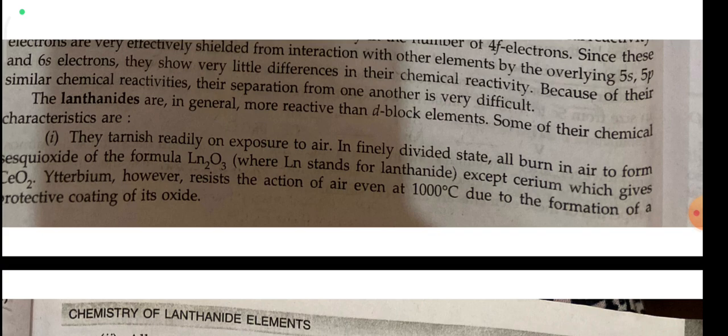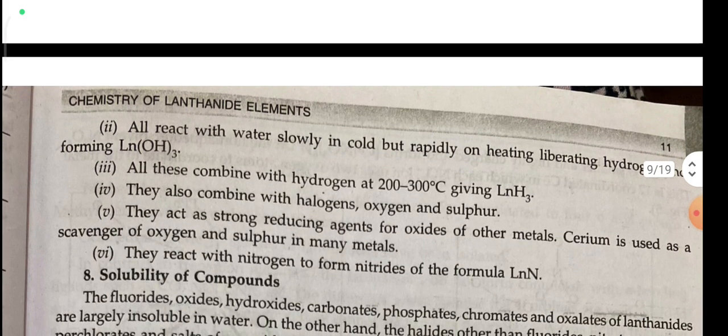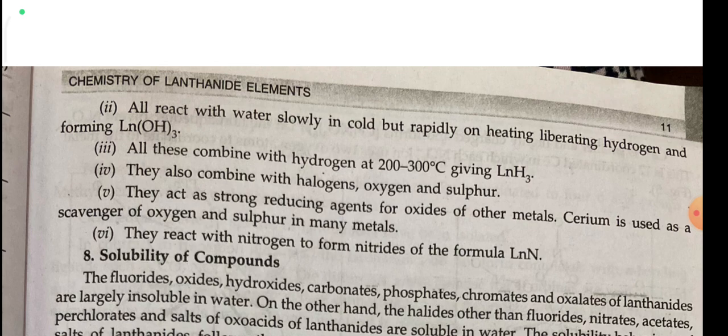Ytterbium, however, resists the action of air even at 1000 degrees Celsius due to the formation of a protective coating of its oxide. All react with water slowly in the cold but rapidly on heating, liberating hydrogen and forming LnOH3. All combine with hydrogen at 200 to 300 degrees Celsius, giving LnH3. They also combine with halogens, oxygen, and sulfur. They act as strong reducing agents for oxides of other metals. Cerium is used as a sponge for oxygen and sulfur in many metals. They react with nitrogen to form nitrides of formula LnN.